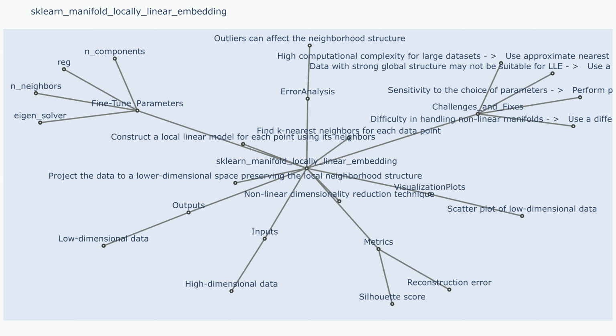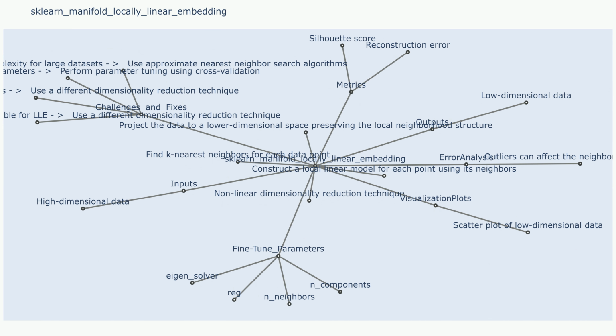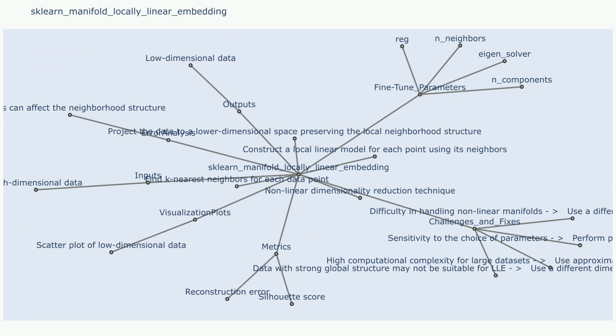Inputs: X. The input data is a NumPy array of shape n_samples, n_features, where n_samples is the number of data points and n_features is the number of features. n_components: the number of dimensions to reduce the data to. Outputs: Y. The lower dimensional embedding of the data is a NumPy array of shape n_samples, n_components. Reconstruction error: the reconstruction error for each data point, indicating how well the data can be reconstructed from its neighbors in the lower dimensional space.